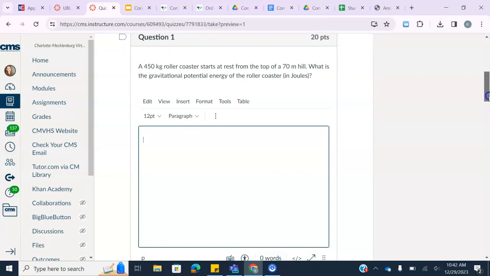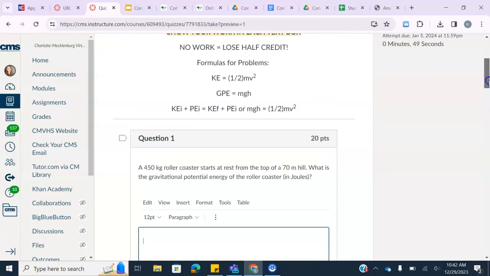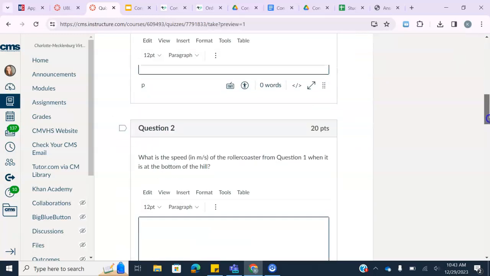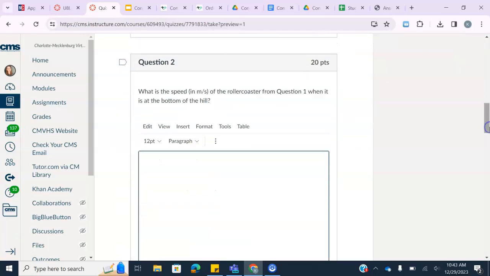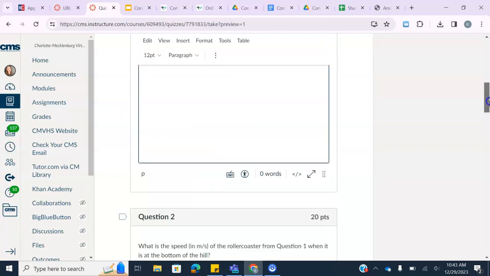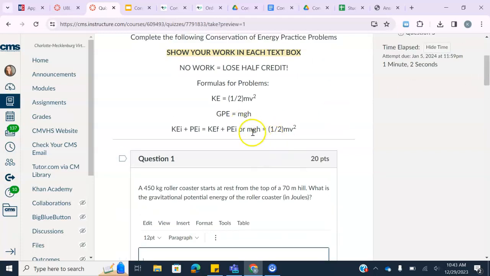Okay, so question 1 is going to be a potential energy. So you'll use the potential energy formula. Question 2 is a conservation of energy question. You will need to use the conservation of energy formula that is right here. Okay, now for number 2, you are calculating the potential energy in question 1.